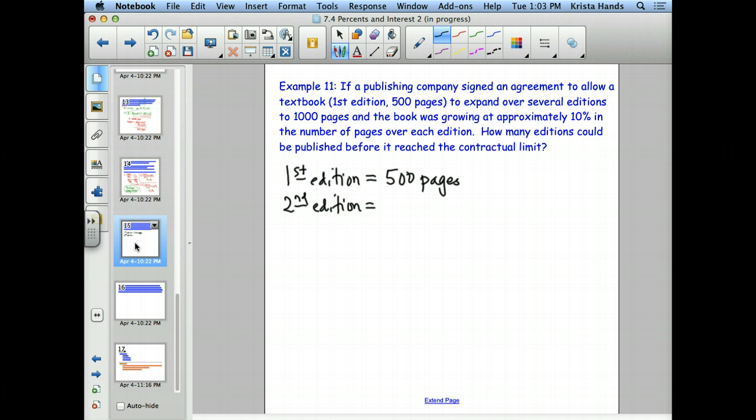Okay, I add 10%. So 50 pages, okay. So this time it would be 550 pages. And the way that we get that is we got that from 500 plus 50, right? 50 is 10%. What about my third edition?